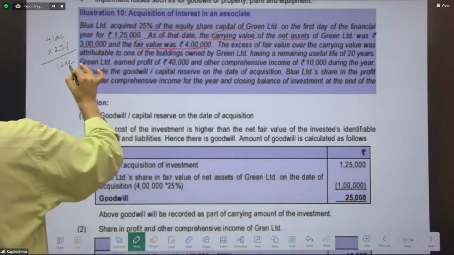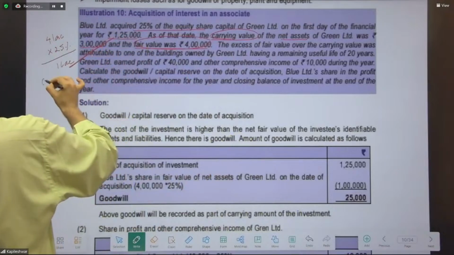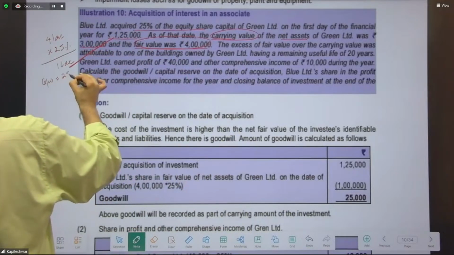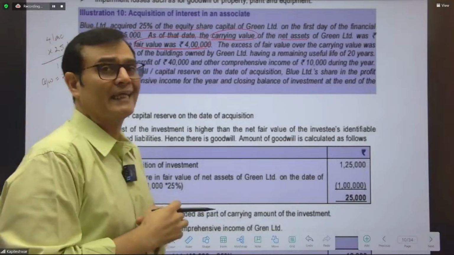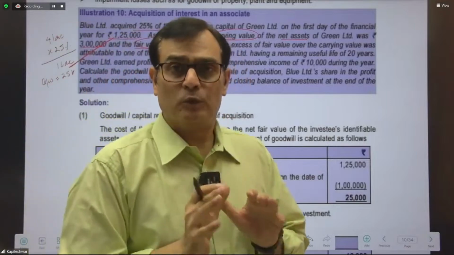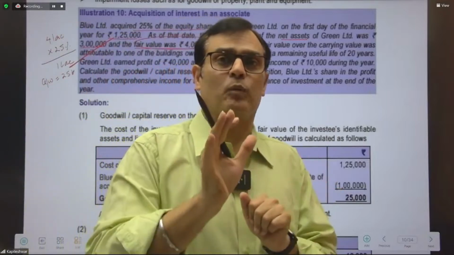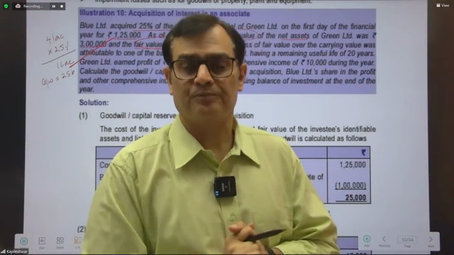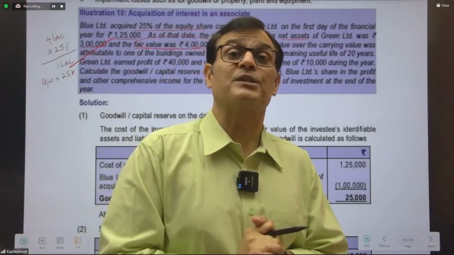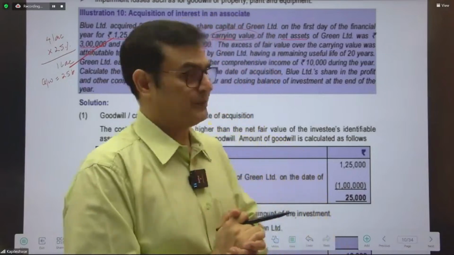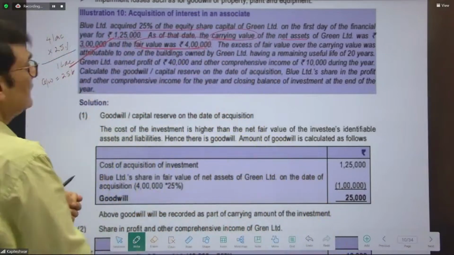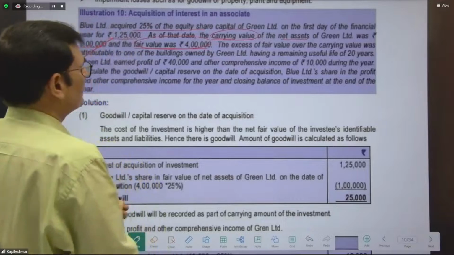So if the consideration paid is 125, you can easily identify that there is a goodwill to the extent of 25,000 at stage 1. So investment would appear in the balance sheet at 1,25,000 in the outer column, and the goodwill will be represented in the inner column of the balance sheet. Okay. Then let me now also tell you something.